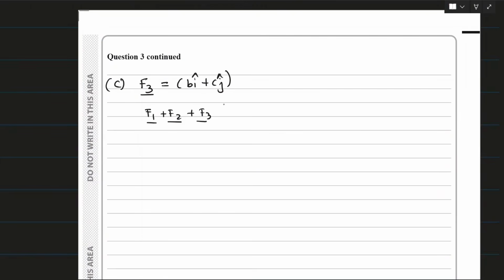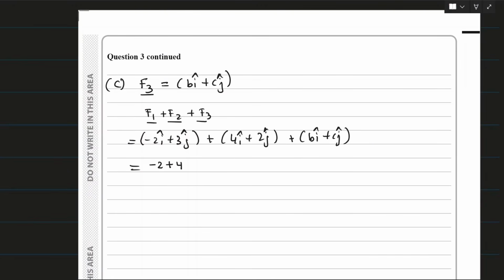And we know from the question that this would be equal to lambda i plus j. So let us calculate the resultant force first. So we know that F1 is equal to minus 2i plus 3j. And we also know that F2 is equal to 4i plus 2j. And we also know that F3 is equal to Bi plus Cj. Now if we want to simplify this, we can collect all the coefficients for i, and then we can collect all the coefficients for j.